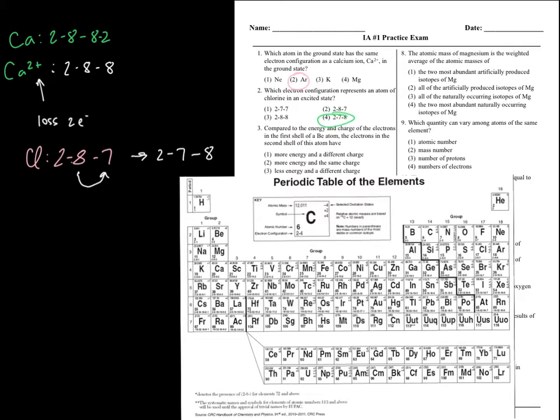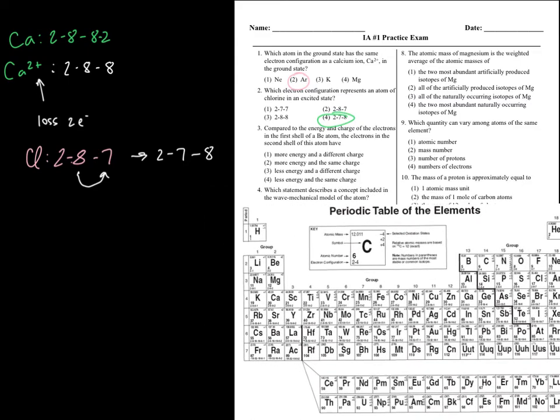Okay. Number 3. Compared to the energy and charge of the electrons in the first shell of a Be atom, the electrons in the second shell of this atom have. So let's think about shells. Shells mean energy levels. The higher the number, the more energy it has. So the second shell should have more energy than the first shell.